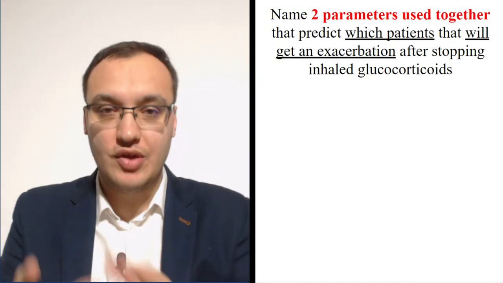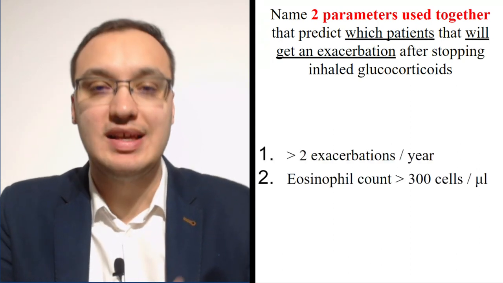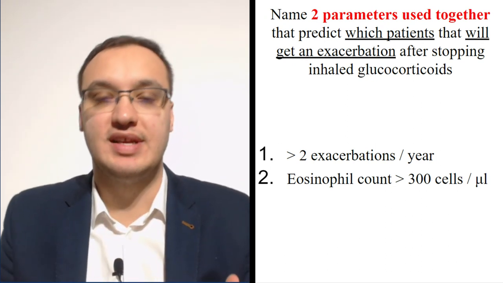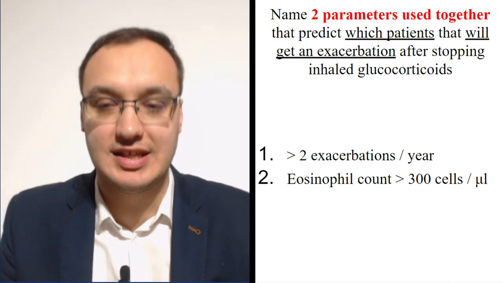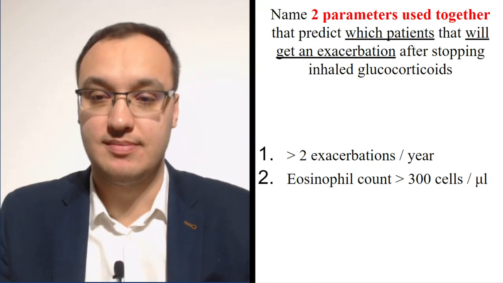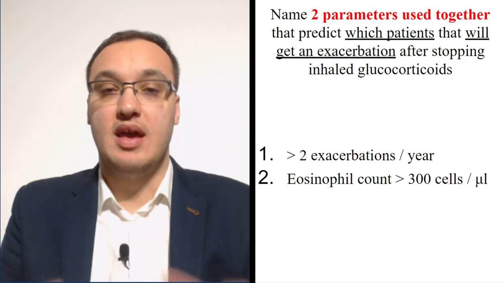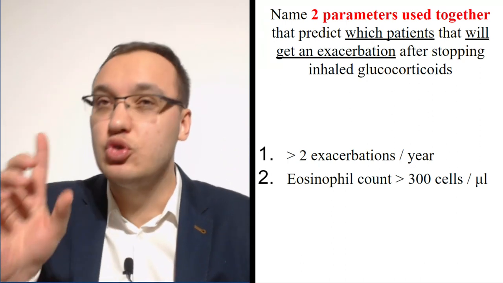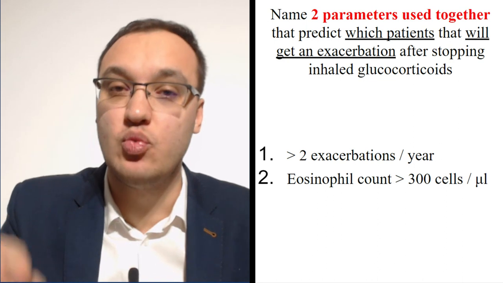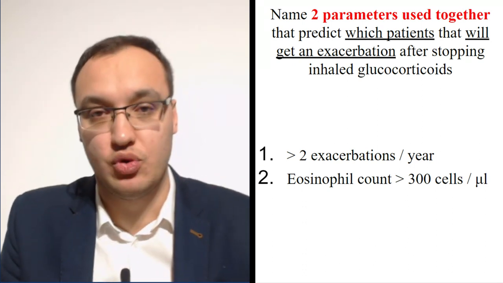So we have two parameters here that we can use together that will predict if the patient will get an exacerbation. One is the history: did this patient have more than 2 exacerbations per year? And the other is: is the eosinophil count more than 300 cells per microliter? If it is more than 300, then an exacerbation is more likely to happen if you stop the glucocorticoids. So once again, let this sink in. Eosinophils are more than 300. If we stop the glucocorticoids now, the patient will likely get another exacerbation in the future. So please don't stop it when the eosinophil count is more than 300.